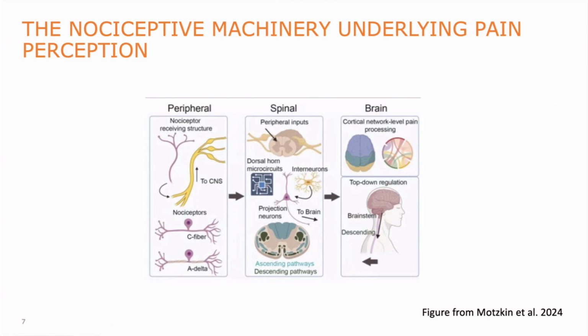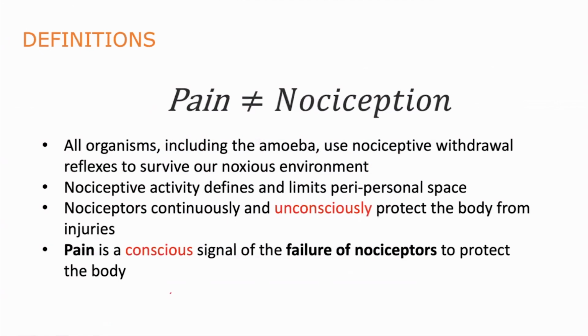So I will mostly concentrate on the brain because this is really where my research has been for the most part. And also because when we want to talk about pain, talking about nociception in the periphery may not be informative. So this is my next important message that I want to give you: pain is not nociception. Nociception-related mechanisms exist in all organisms. It is necessary for survival because the environment is noxious.